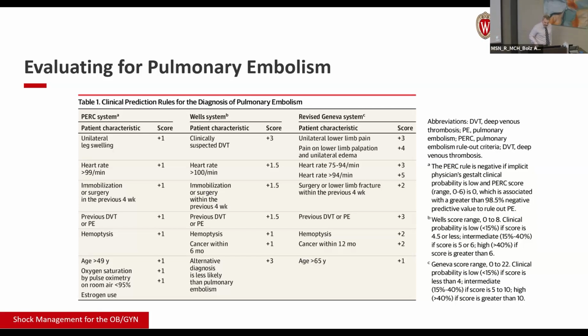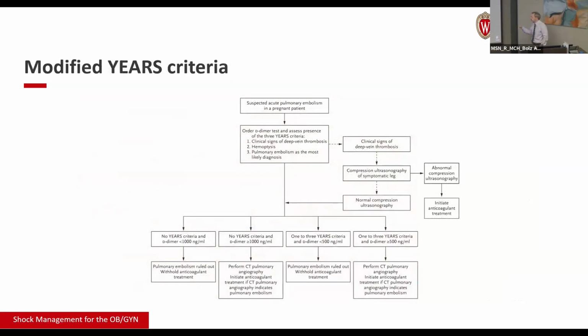So since you don't have your negative PERC score, you either go to a Wells criteria or a modified YEARS criteria, okay? And this is really blurry, you can't see this, so I apologize. But in pregnancy, since I am more of an obstetrician, I'm just gonna use this, and we're running out of time. A modified YEARS criteria is something that they actually looked at and validated in pregnancy as a tool that you can use to see if you need to get imaging, okay?